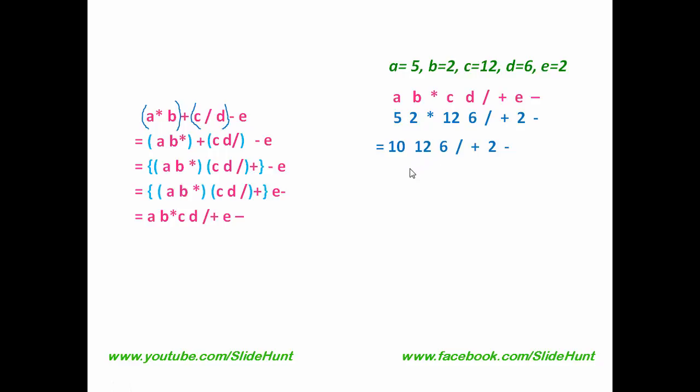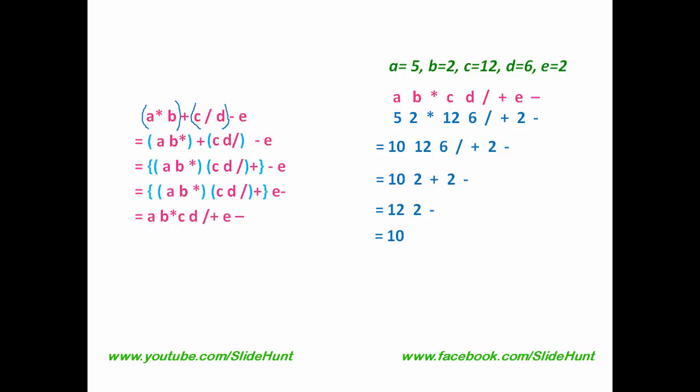Now we apply the same process. Scan the expression from left to right, and the first occurrence of the operator is division. For this division operator, two operands are 12 and 6. 12 divided by 6 is 2. Now we again scan the expression from left to right, and first occurrence operator is plus. For this plus operator, two operands are 10 and 2. 10 plus 2 is 12. Then we apply subtraction on 12 and 2 and we get 10. So after evaluating this postfix expression we get 10.